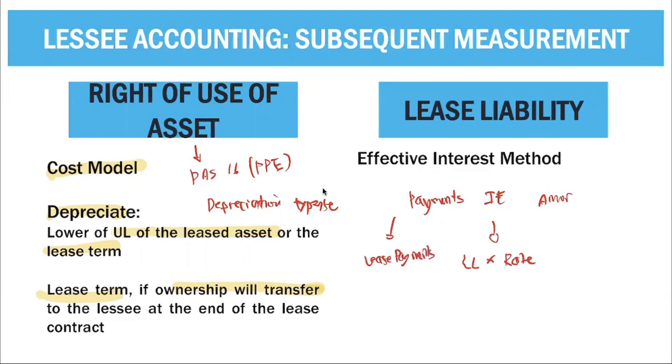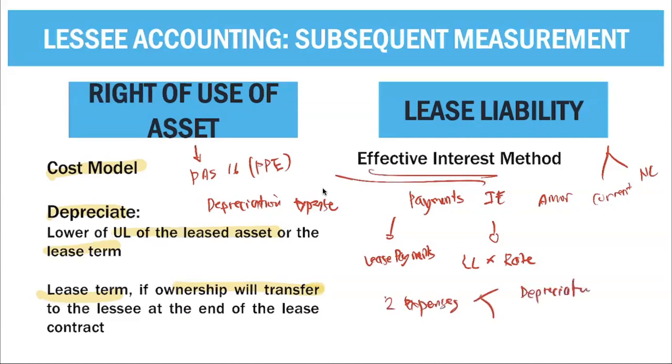Okay. So we already discussed how to use your effective interest method. Further, guys, your lease liability can be classified as current or non-current. And I know that you already know how to classify the current portion and the non-current portion using your effective interest method. So therefore, guys, in your subsequent measurement, we measure two expenses. So what are those two expenses? First, your depreciation expense because of your right of use of asset and your interest expense for your lease liability. Okay? Depreciation comes from your right of use, and on your lease liability, we have your interest expense.